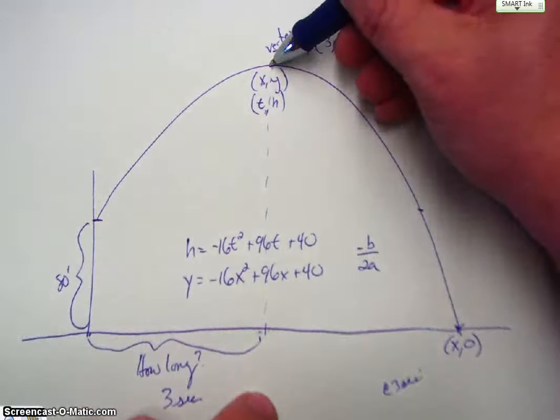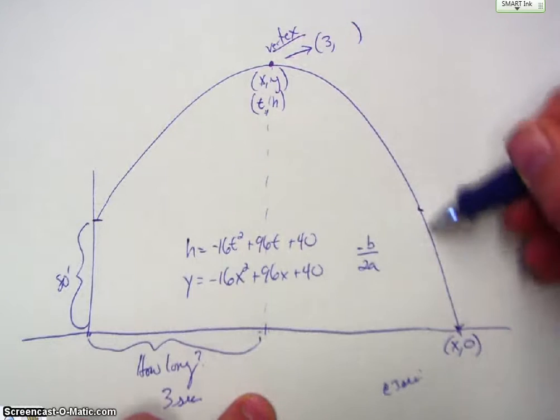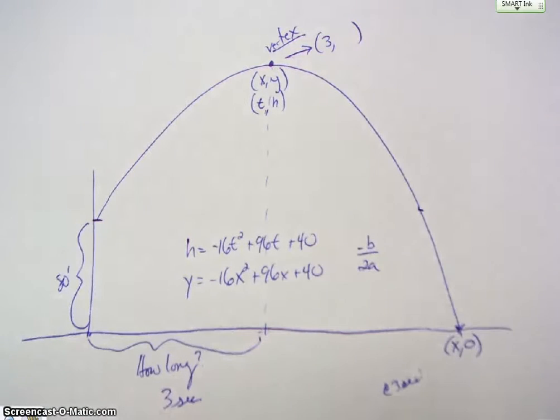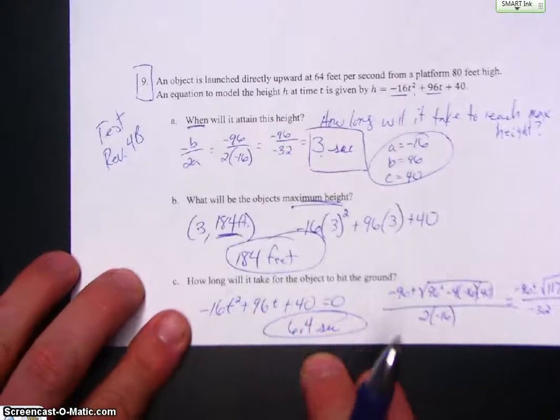So that means from here to here is 3 seconds, but I still have a little bit more time involved. All right, so we knew it was going to be around 6 seconds. But more accurately, it is 6.4 seconds.